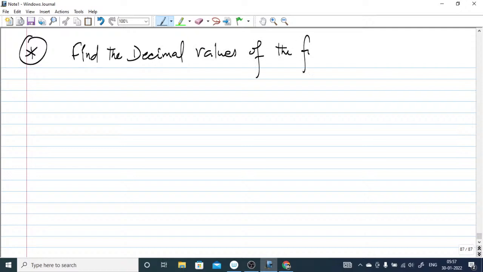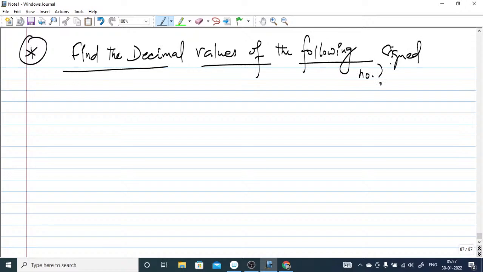Okay, so let us take more problems here: find the decimal values of the following signed numbers. They will give you the signed numbers, or you can say the binary format, and you have to find the decimal equivalent of that.